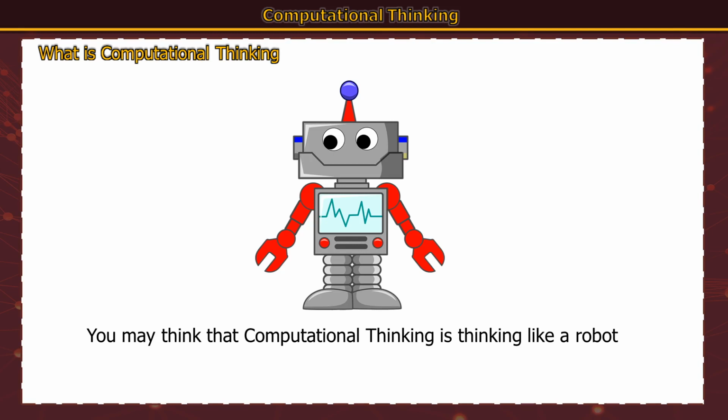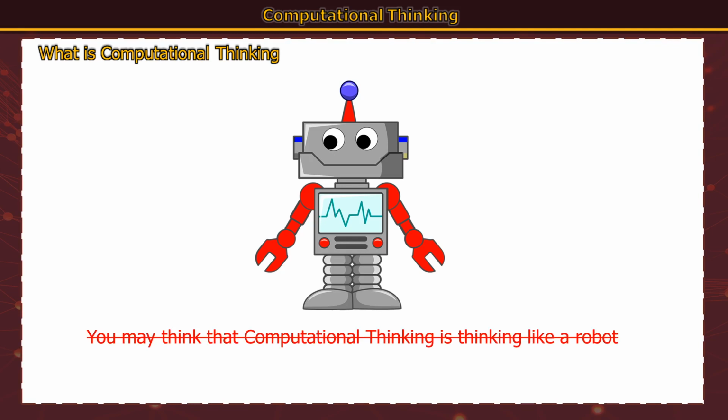So, computational thinking is not thinking like a robot. It's not thinking like a computer. It's not thinking like a machine. That is a common mistake that a lot of people make when looking at the word computational and thinking. So, what is computational thinking and why is it so important?